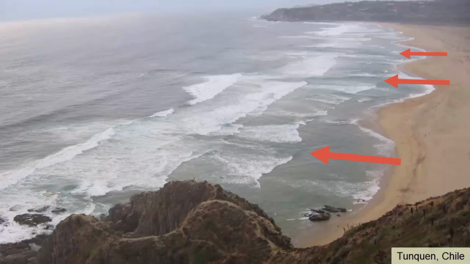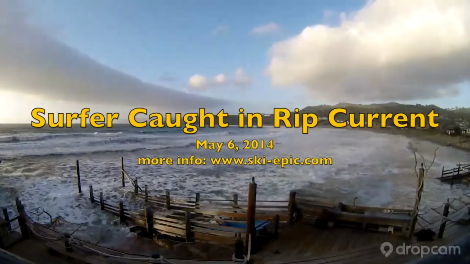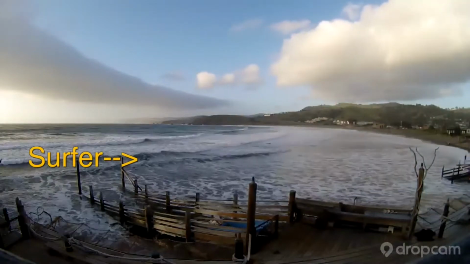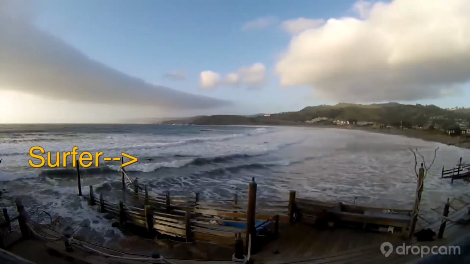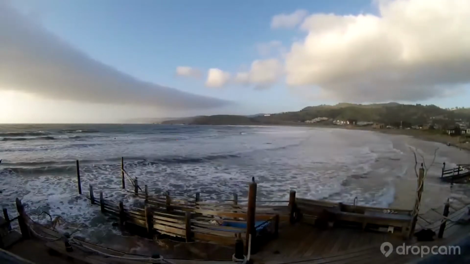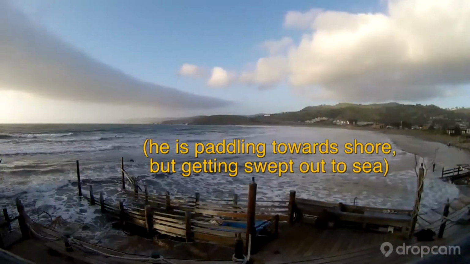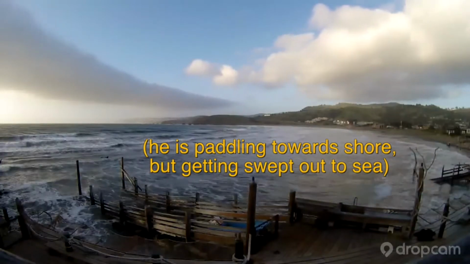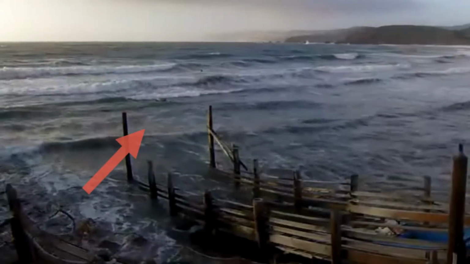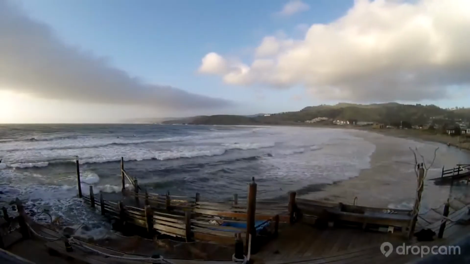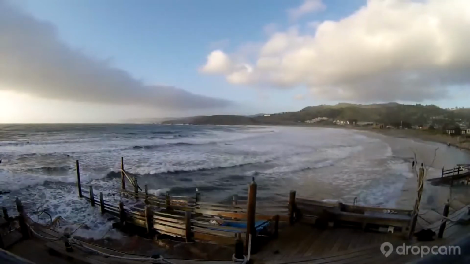Rip currents aren't always as easy to spot though. In this example, we're going to watch a surfer getting caught in a rip current. Now, can you spot the rip current? The rip current is currently right where the surfer is. Basically, the way you can spot it is if you look at the foam, you will see that the foam is moving towards the ocean. It is going against the stream of the waves.